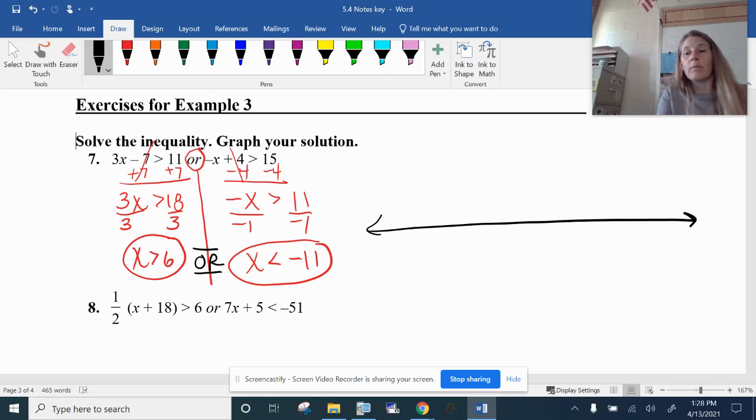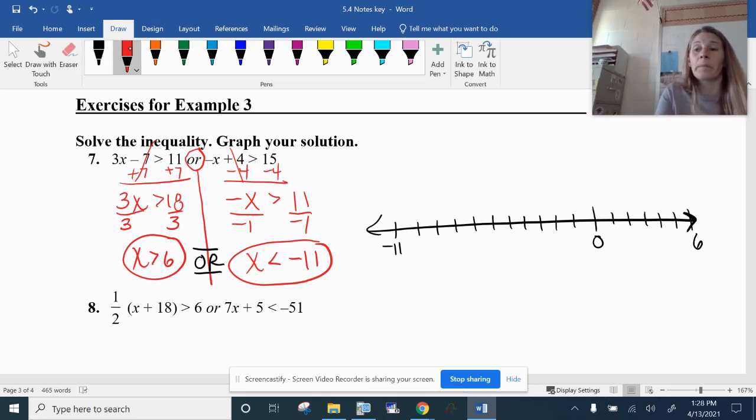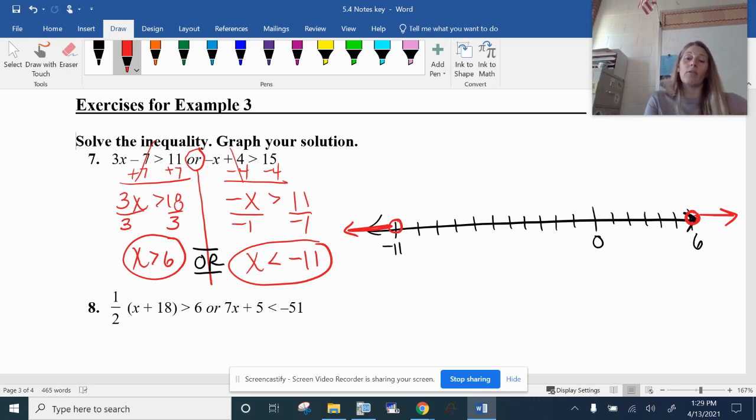So when I go to do this on my number line, I want negative 11, negative 10, negative 9, and so on up through 0, 1, 2, 3, 4, 5, 6. And you could just go by 5s or 2s or something like that just to make it fit a little better if you need to. Open circle at the 6, going to the right, and an open circle at the negative 11, going to the left, noticing that my graph, the two shaded parts, do look like little oars on a boat.